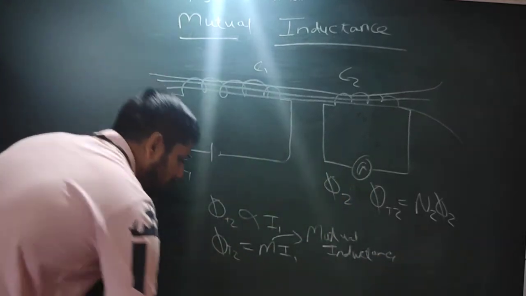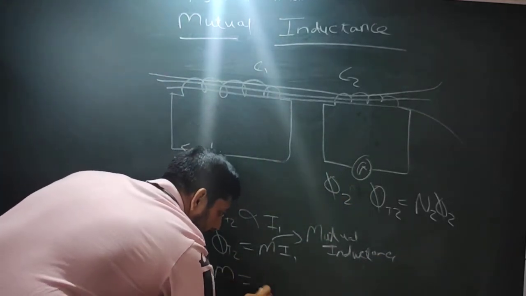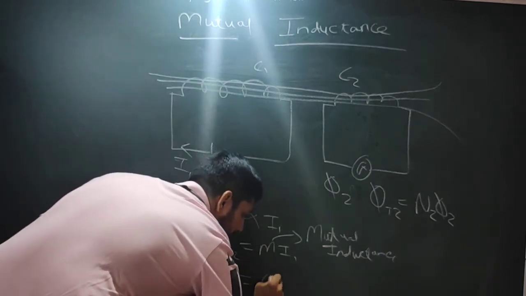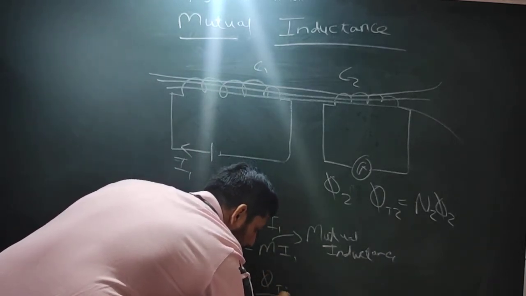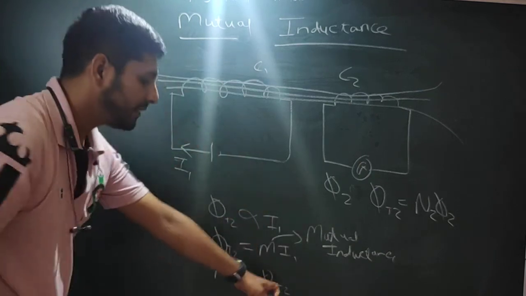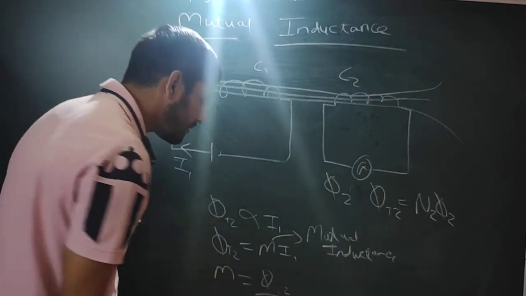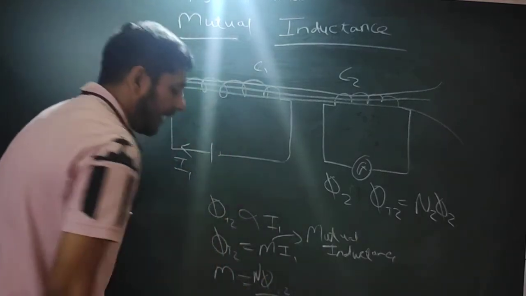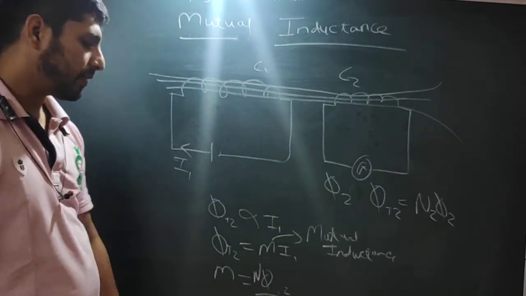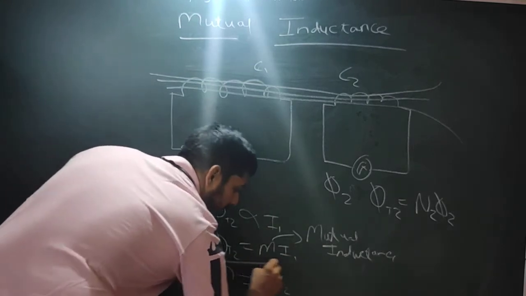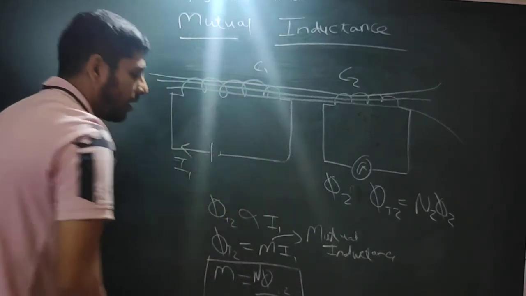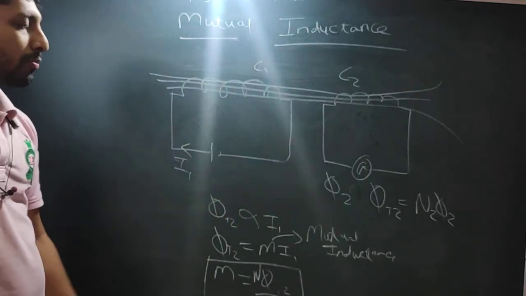So if I want to write M, I can write M equals phi T2 upon I1. Or if I remove this T, I can also write it as phi 2 upon I1. This will be the condition for magnetic mutual induction or mutual inductance.